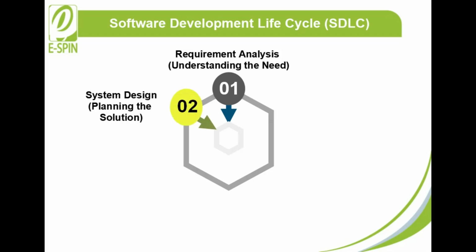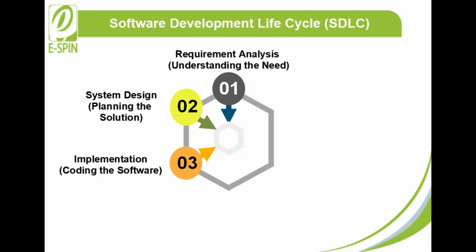2. System design, planning the solution. Once the requirements are known, the next step is to design the software. This includes planning how the system will work. Example, for the food delivery app, the app will have two sides, customer app and restaurant app. Customer app shows menus, prices, and allows payment. Restaurant app shows new orders. This is like making a blueprint before building a house.